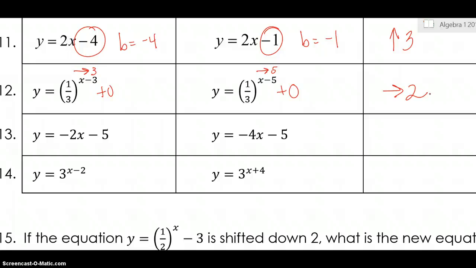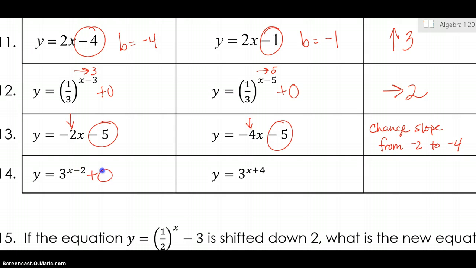Okay, number 13, back to linear functions. If you notice, what they have in common is the y-intercept, but what is different is their slope. So we change slope from -2 to -4. So did that become steeper or less steep? What do you guys think? Steeper or less steep? Steeper, right? The bigger the number, the steeper it is. Good.